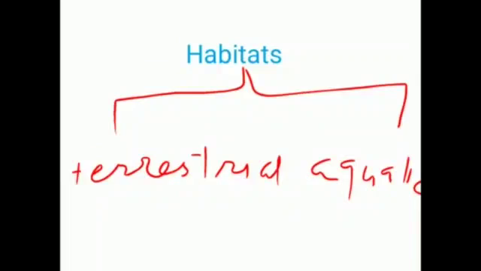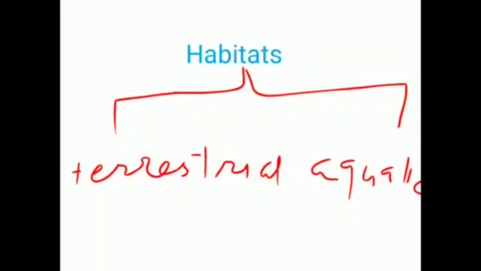Now aquatic habitat. What is the meaning of aquatic habitat? The plants and animals that live in water are said to be an aquatic habitat. Some examples of aquatic habitats are ponds, swamps, lakes, rivers, oceans.